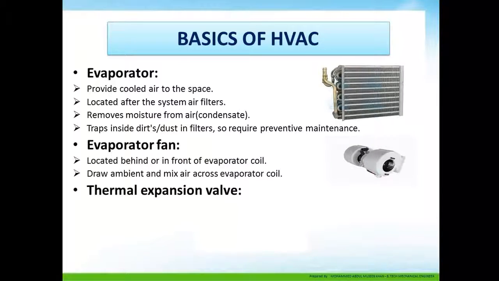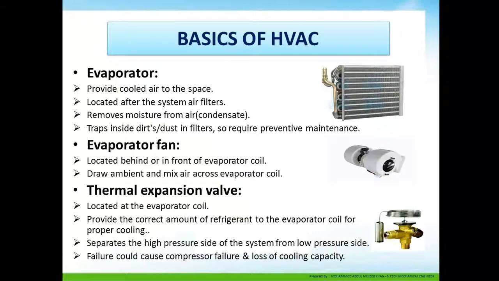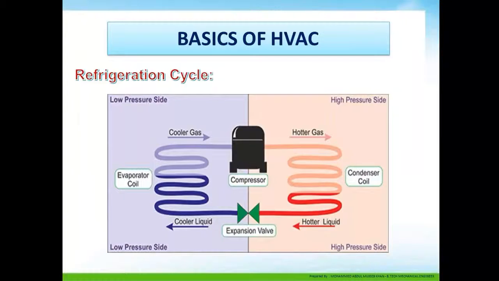Thermal expansion valve. Located at the evaporator coil. It provides the correct amount of refrigerant to the evaporator coil for proper cooling. It separates the high pressure side of the system from the low pressure side. Failure could cause compressor failure and loss of cooling capacity.